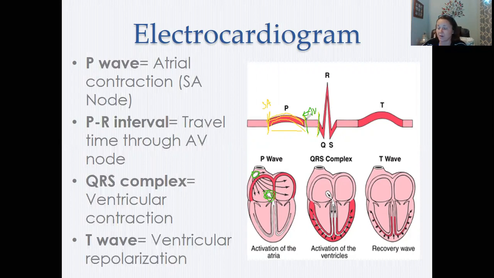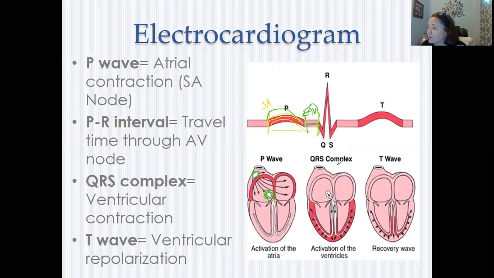Interval meaning the amount of time that it is taking. So this interval, this space here, represents the amount of time that it is taking for that electrical impulse to go from atrial contraction to ventricular contraction over here at QRS. So this represents the amount of time that the AV node is holding on to that electricity.